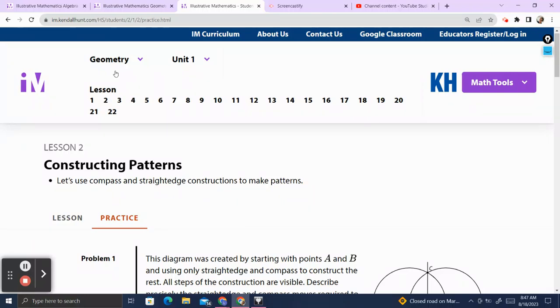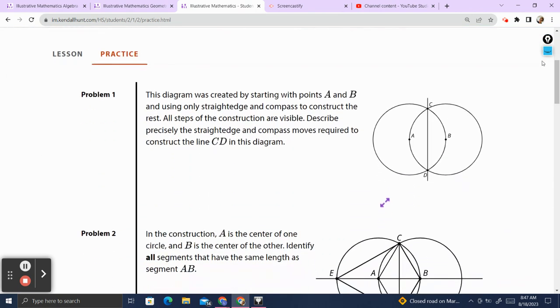Today we're going to be going over Illustrative Math, Geometry, Unit 1, Lesson 2, Constructing Patterns. Let's get started. Problem 1. This diagram was created starting with points A and B and using only a straight edge and a compass to construct the rest. All steps of the construction are visible. Describe precisely the straight edge and compass moves required to construct the line CD in this diagram.